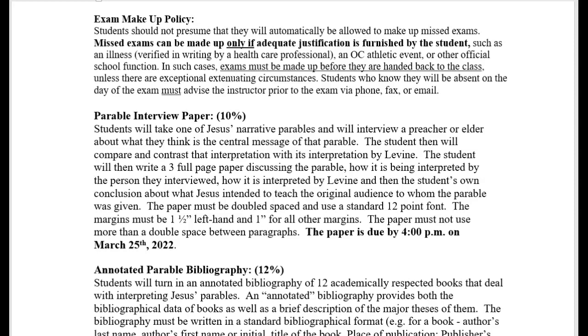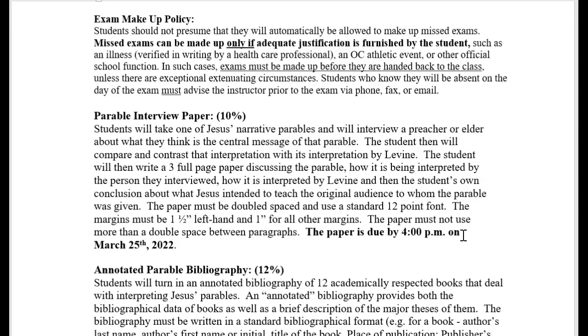You're going to report about that interview, and you're going to compare and contrast what it is they say that parable is about with what Levine argues about the parable. Then you put all that together in a paper, and you'll show how it's being interpreted by all these, and then your own conclusion. So having weighed up what this preacher or this elder or this Bible expert says, what Levine says, you provide your own interpretation.